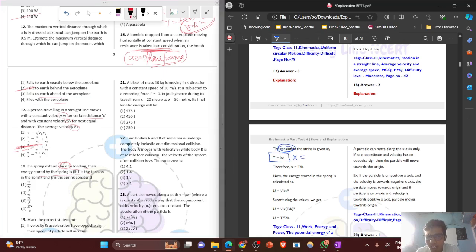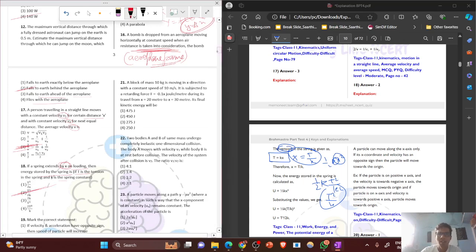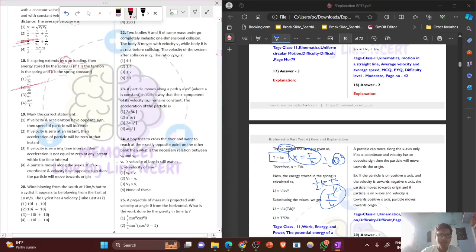From here you can get X. X is equal to T by K. Then your energy is half Kx square. Put the value of X here. It will come out to be half K T square by K square, which means T square by 2K. So your correct option will be T square by 2K. The second option is your correct answer. It's a little bit of a mathematical trick question.